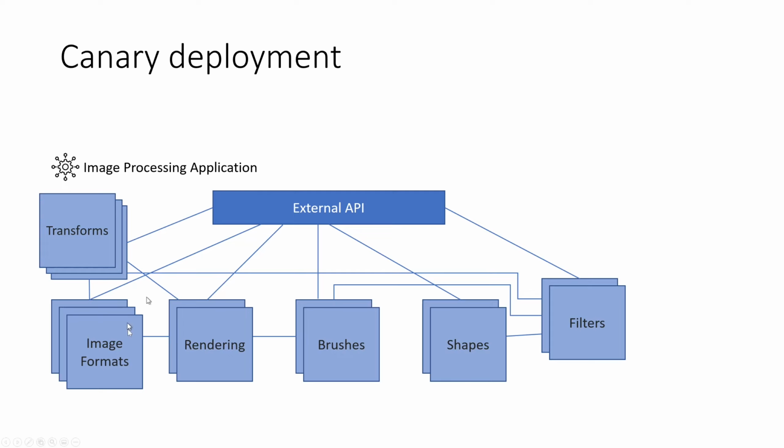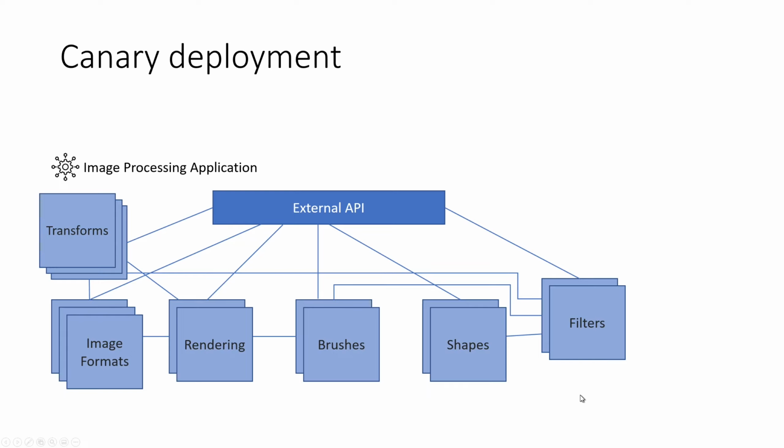So here we have our image processing application from a few videos back. It has an external API and many microservices. And here we see that microservices are deployed multiple times, say because we have many users and one instance of each microservice is insufficient to serve the load. So we have multiple instances too. Now say that we have developed new functionalities in the filters microservice.